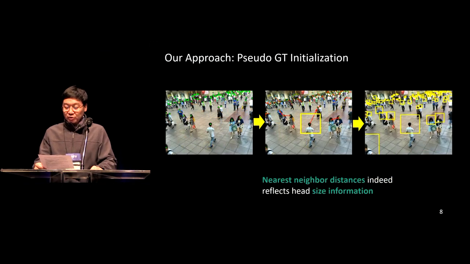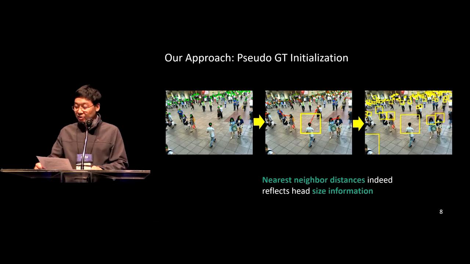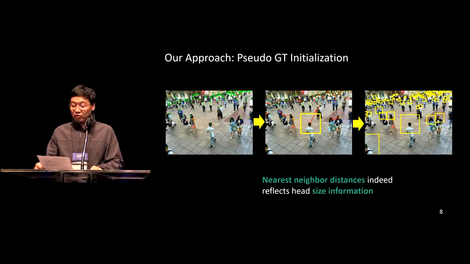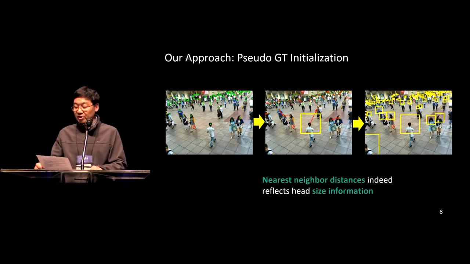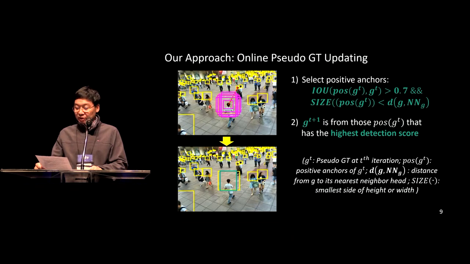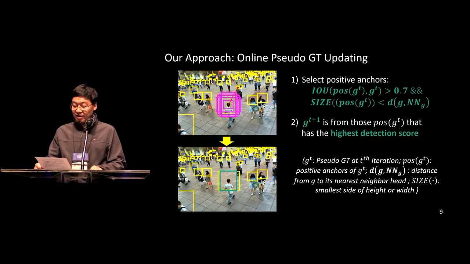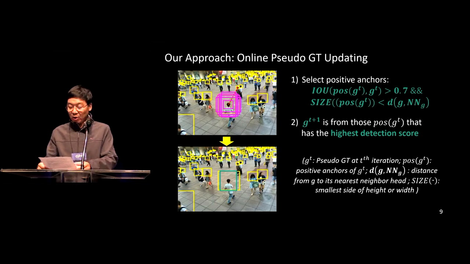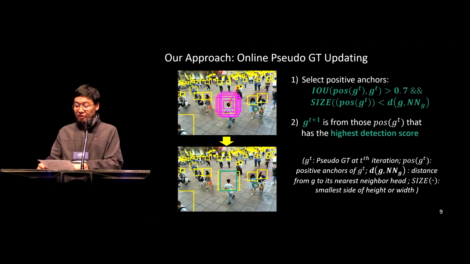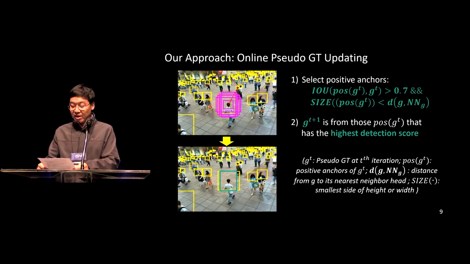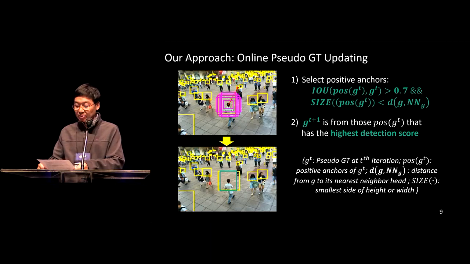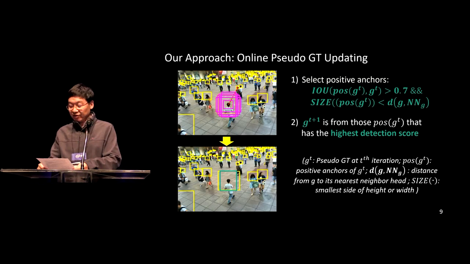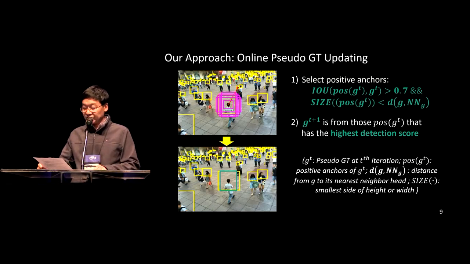The pseudo ground truth initialization module gives a coarse estimation of the person's head size. Specifically, we first compute the distance from each point to its nearest neighbor head, and then set the initial head size at the nearest neighbor distance. During training, we iteratively update the size of each pseudo ground truth bounding box according to the current detection. At each iteration, we first select positive anchors whose IOU with the current pseudo ground truth exceeds 70% and whose size is smaller than the nearest neighbor distance. The updated pseudo ground truth is from those positive anchors that have the highest detection score.